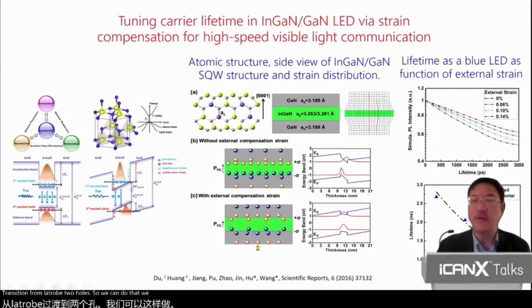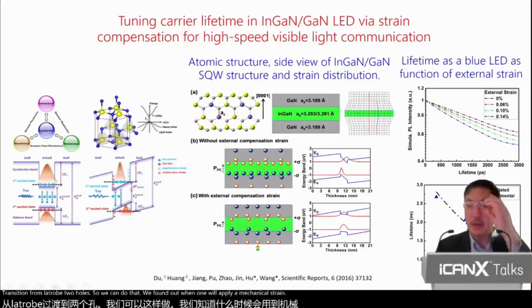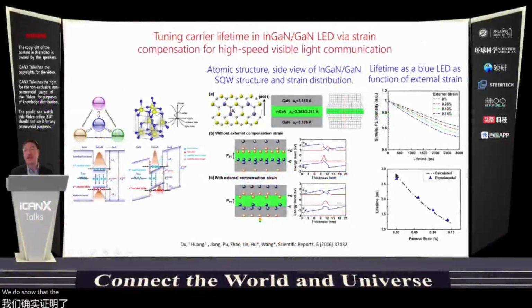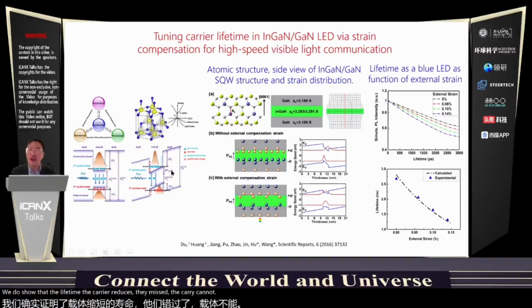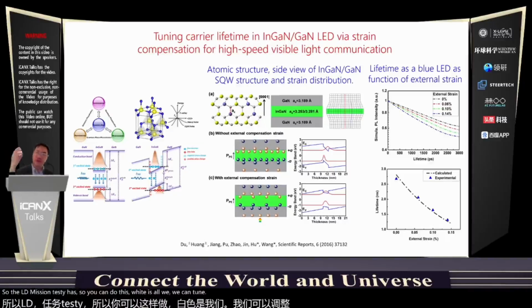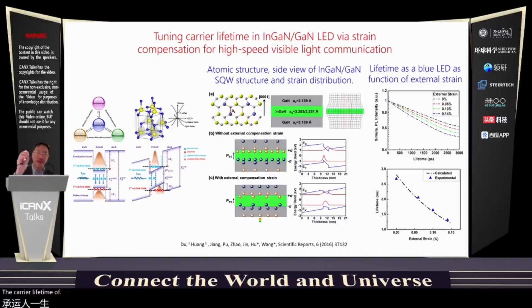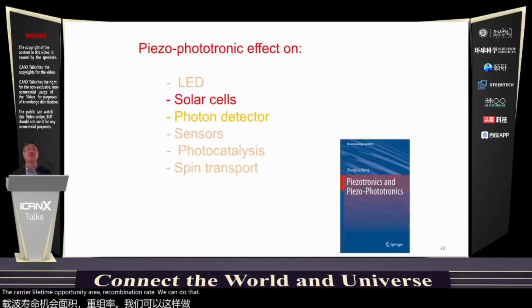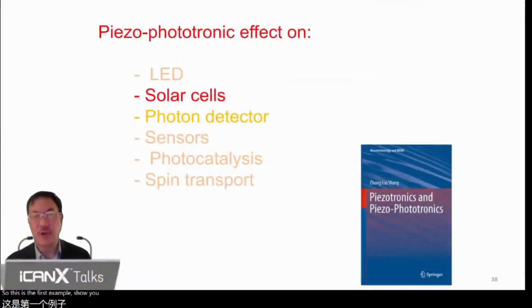We found when we apply a mechanical strain, the lifetime of the carrier reduces. That means the carrier cannot survive too long. Where does the carrier go? Recombination. So the LED emission intensity enhances. You can say we can tune the carrier lifetime or tune the carrier recombination rate. So this is the first example, showing you LED tuning.